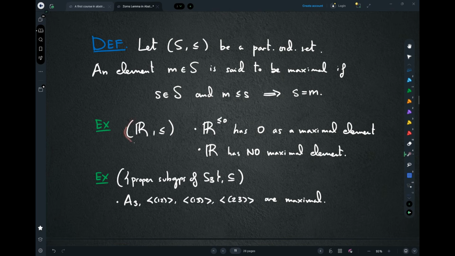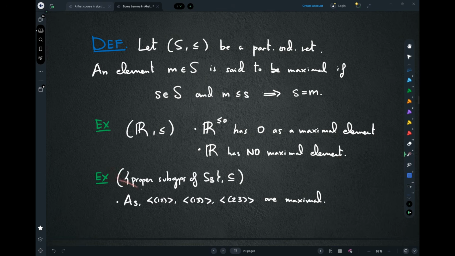For example, over the reals under inequality, for the non-positive numbers, the real numbers less than or equal to zero, zero itself is a maximal element. And that's maximal in here. The maximal element belongs to this set. R itself has no maximal element because if I take any real number r, then r plus 1 will be larger. So there is no maximal element in the entire set of real numbers.